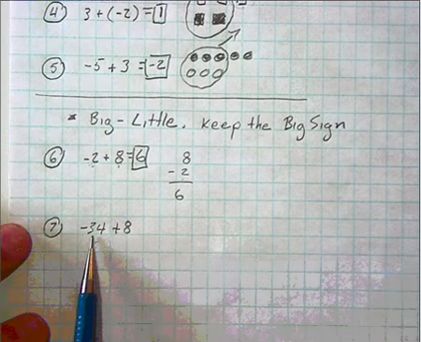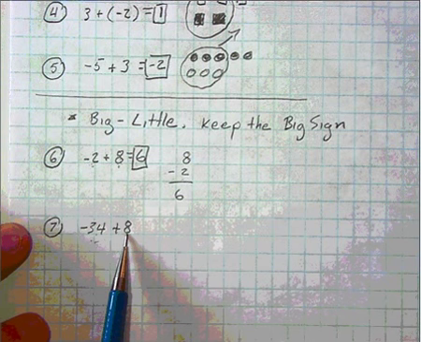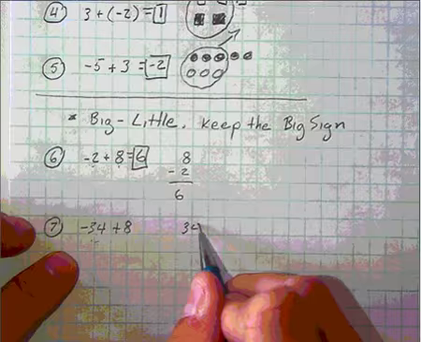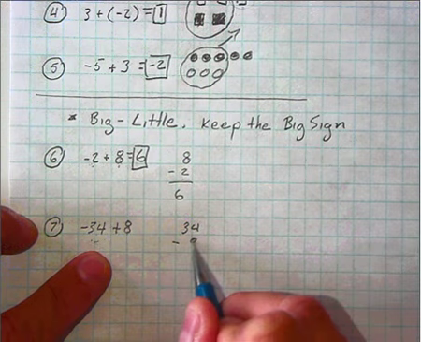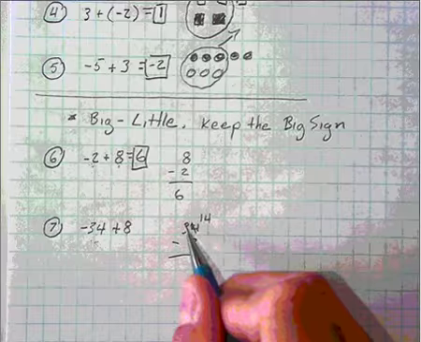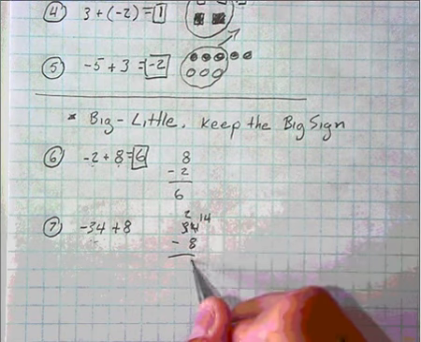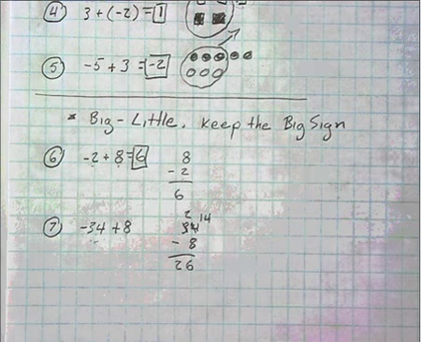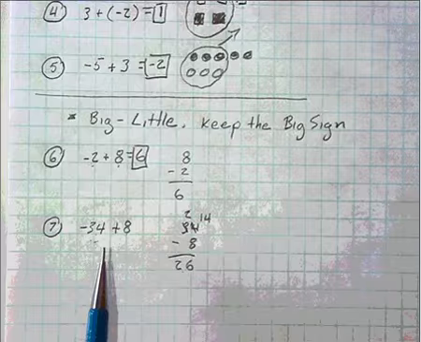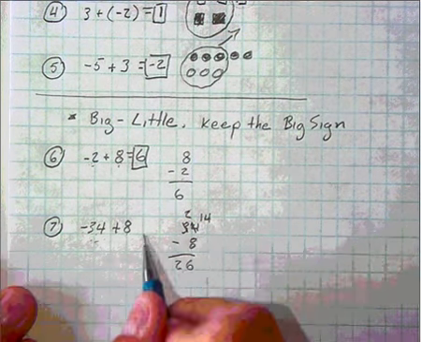So -34, absolute value is 34. 8, the absolute value is 8. So I'm going to do the big number, which is 34, minus my little number, 8. 34 minus 8 gives me 26, and I use the sign of the bigger number. The bigger number is -34, so my answer is -26.